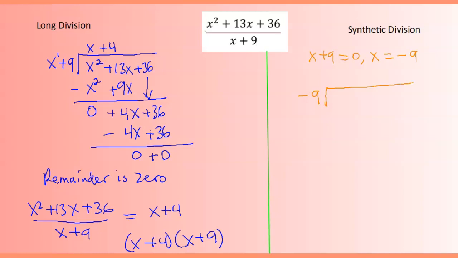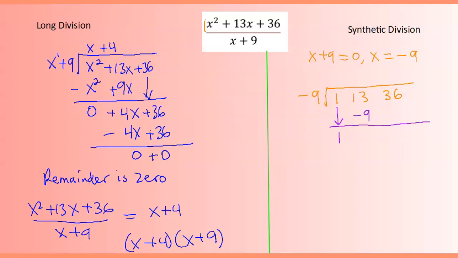And then we are going to write the coefficients. The coefficient here is 1, so it is going to be 1, 13, 36. Then you draw your line underneath here. You drop this 1 down, and then you multiply this to that, and you get negative 9, and you put it right here, so negative 9.